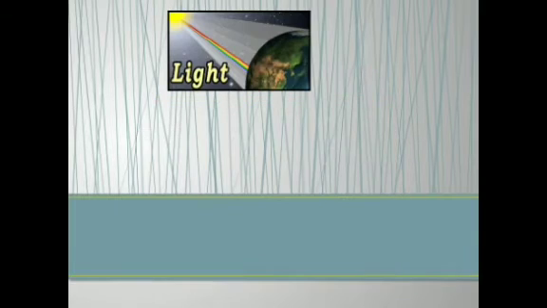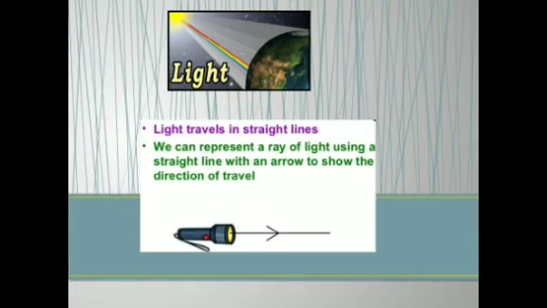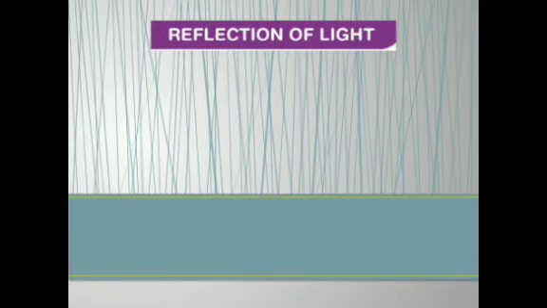So what is light? As you know, light is a form of energy and it travels in a straight line. And we can represent a ray of light using a straight line with an arrow to show the direction of travel. So light is a form of energy, right? Now we will learn about the reflection of light. It is very easy. What is the reflection of light? Reflection of light is the phenomenon of bouncing back of light in the same medium on hitting the surface of any object.